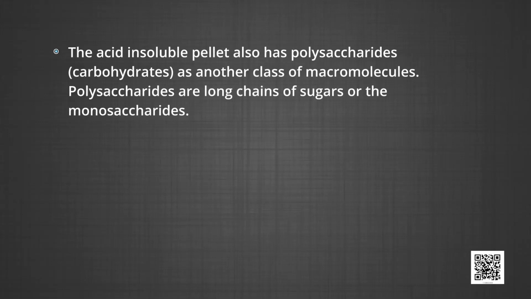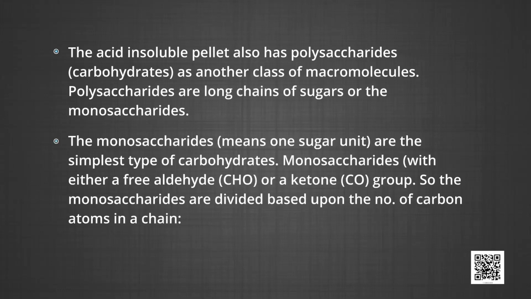The polysaccharides are long chains of sugars or the monosaccharides. The monosaccharide means one sugar unit. Mono means one, saccharide means sugar. These are the simplest type of carbohydrate. The monosaccharides have either a free aldehyde group, aldehyde means CHO group, or a ketone, that is CO group.